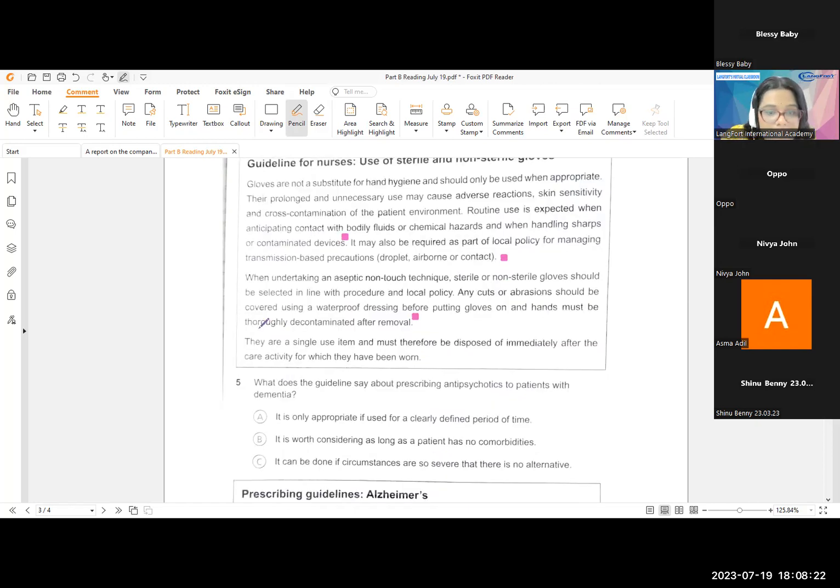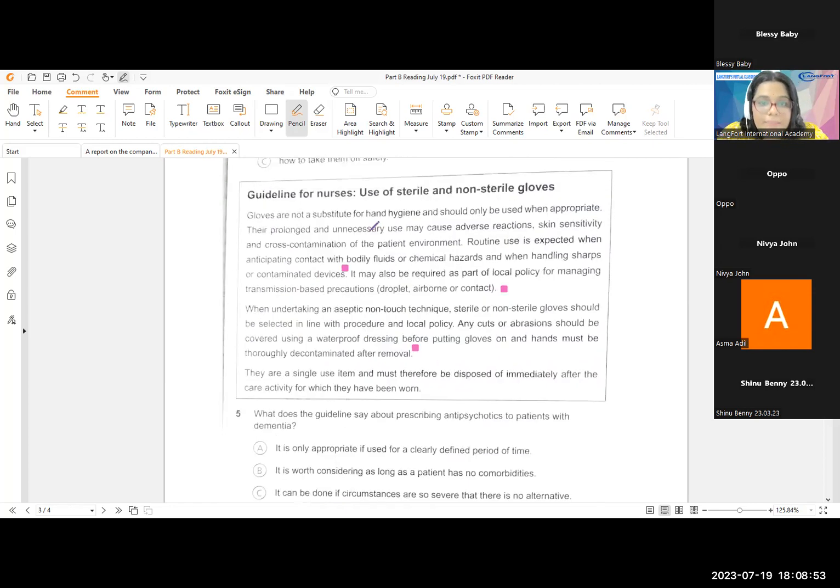Okay. Last sentence, Blessing. They are a single-use item and must therefore be disposed of immediately after the care activity for which they have been worn. So gloves are something that can only be used once. So after use, you need to dispose of them immediately. After whatever activity that you have undertaken, once that's over, you need to dispose of them immediately, because they are only for single-time use.